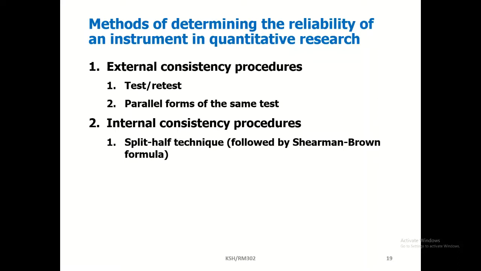Welcome back. This is part 5, in which we discuss the methods of determining the reliability of an instrument in quantitative research. To test the reliability of our instrument, we can use either the external consistency procedures or internal consistency procedures. Now let's look at two methods of testing external consistency: test/retest, and parallel forms of the same test.